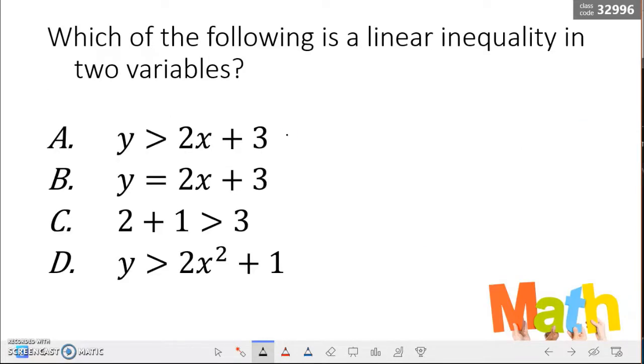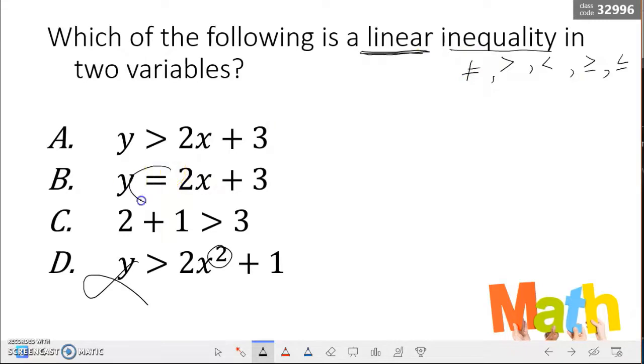Okay? So, next. Which of the following is a linear inequality in two variables? When we say linear, the only exponent you will see is 1. Check first. This one has an exponent of 2, so it is not allowed. Inequality means the symbols can be greater than, less than, greater than or equal to, less than or equal to, or not equal.